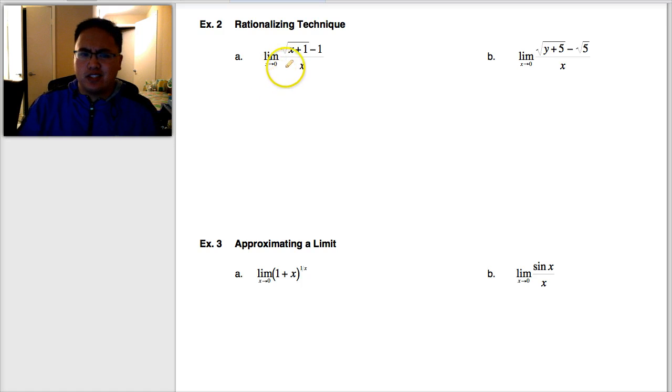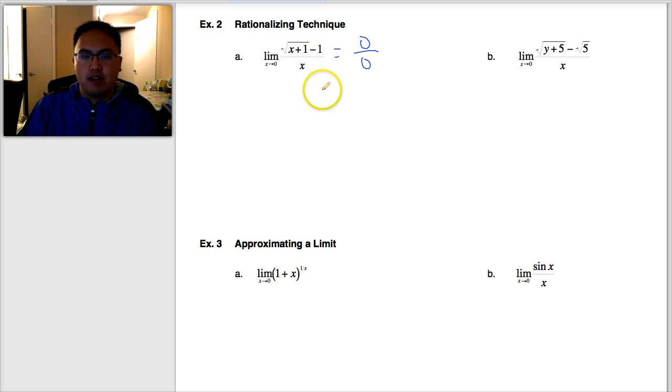This one says the limit as x goes to 0. Okay, so what happens if I plug in 0? Well, 0 plus 1 is 1. The square root of 1 is 1. 1 minus 1 is 0. Now if I plug in 0 on the bottom, I get 0. And again, we got this 0 over 0 type, where there has to be an answer, there has to be a way to fix this.